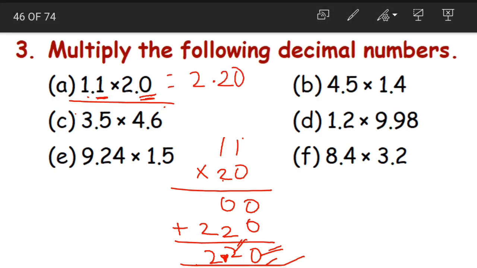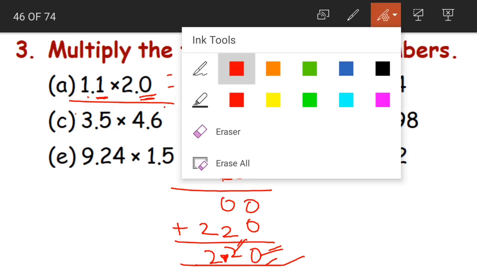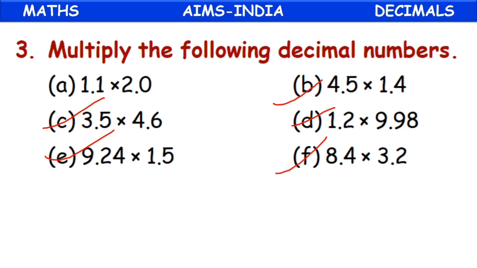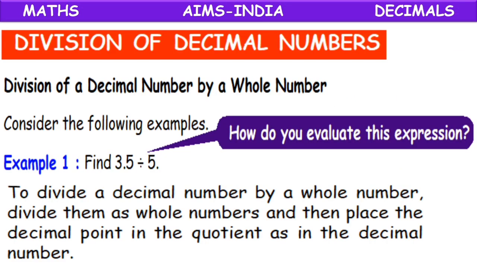2.20 is our answer. I hope you can do the remaining multiplications right, children. These are easy only. Next, coming to the division of a decimal number.